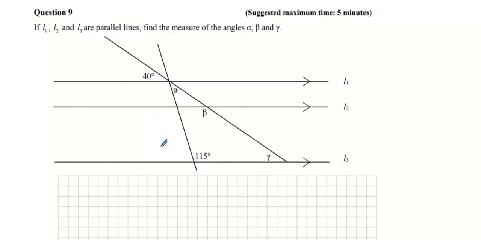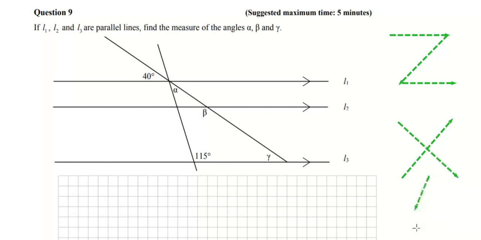Now next one. Remember my CX factor: alternate angles where Z or N, X where you have vertically opposite angles, and elongated F for the corresponding angles. Okay, so these ones are the same because they're corresponding, these ones are the same because they're vertically opposite, and these ones are the same because they're alternate.